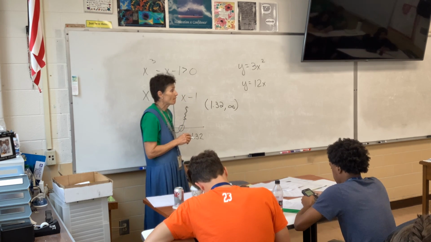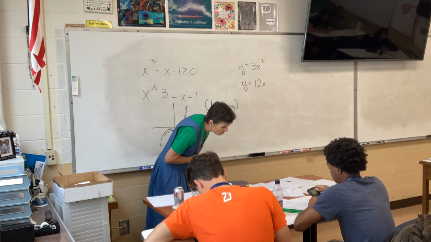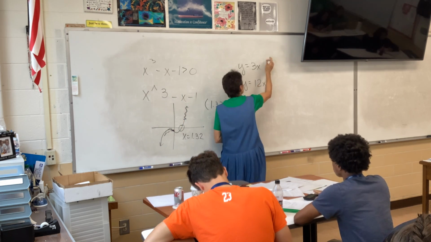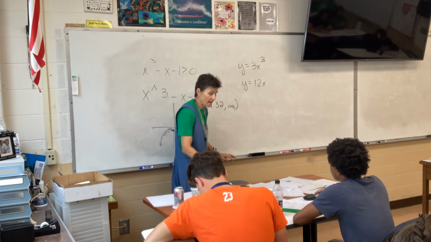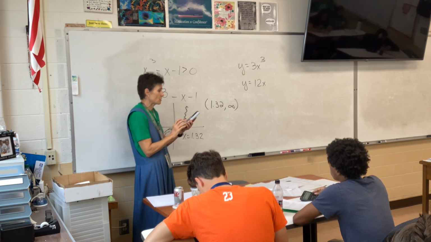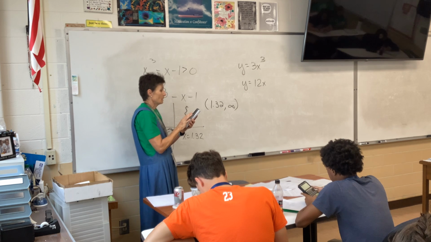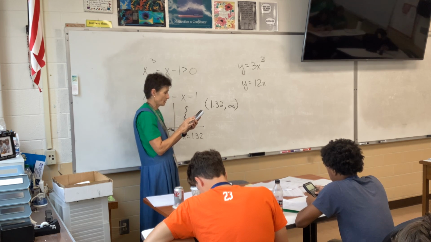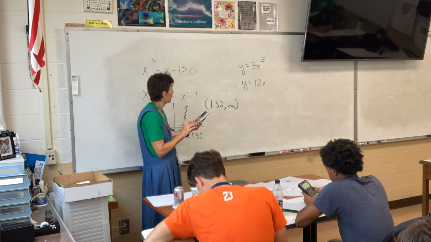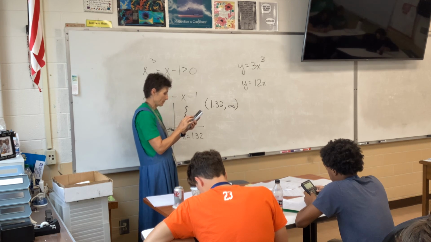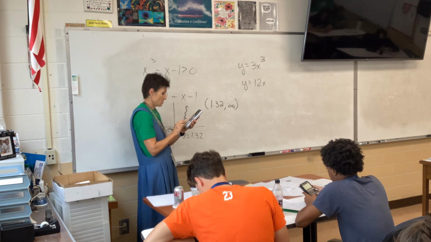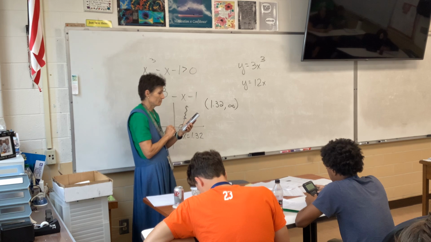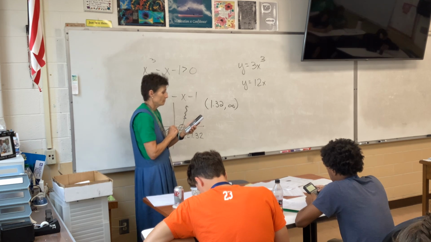It's 3x cubed. Oh, 3x cubed? Yeah. Oh, it is, okay, good. Thank you. Potentially now, we're gonna get 3 points of intersection. I don't know, let's see. Do y equals 3x to the third and then another y equals 3x cubed and 12x, because you have the variable on both sides.